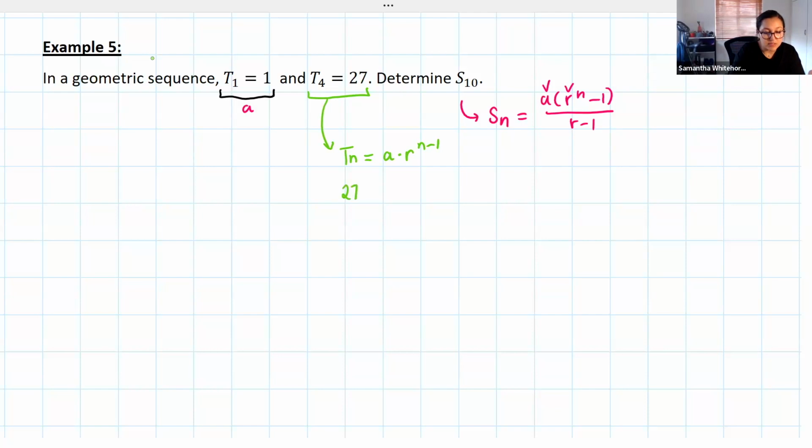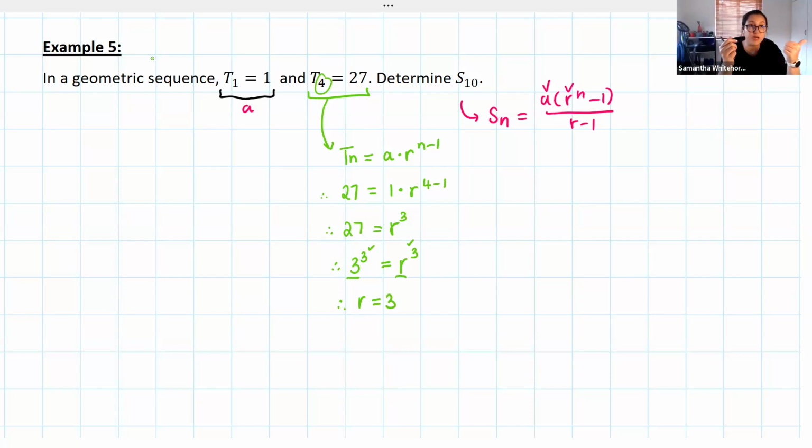Tn, so the value is 27, is equal to A, which we've just said is 1, times R to the power n, where n is 4, so 4 minus 1. Look at that. I've set up an equation where I can now solve for R. Now that coefficient of 1 doesn't do anything. So what I actually have is 27 is equal to R to the power 3. We know that 27 can be written as 3 cubed. And so if my exponents are the same, my bases need to be the same. And so R is equal to 3. So by being given that term, I was able to work out what R is.